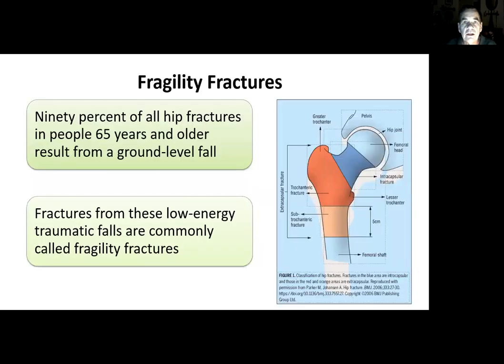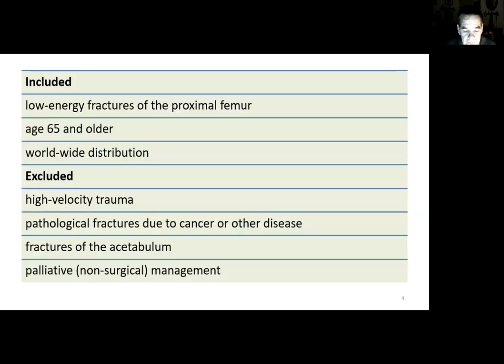The guideline addresses fragility fractures of the hip. Over 90% of all hip fractures in people aged 65 years and older result from ground level falls. Fractures from these low energy, generally ground level falls are called fragility fractures.